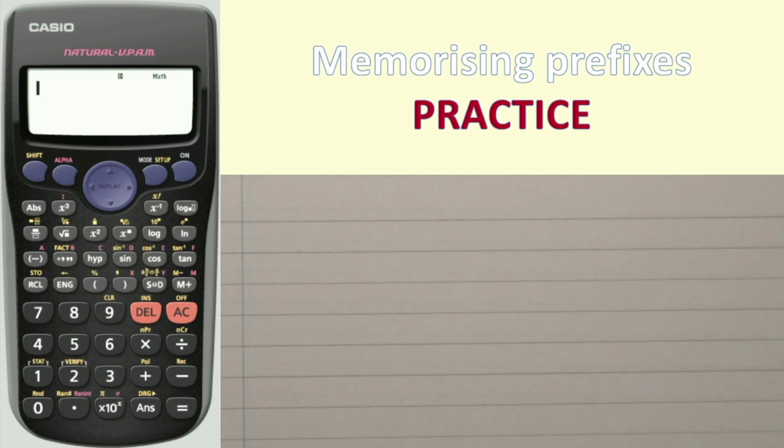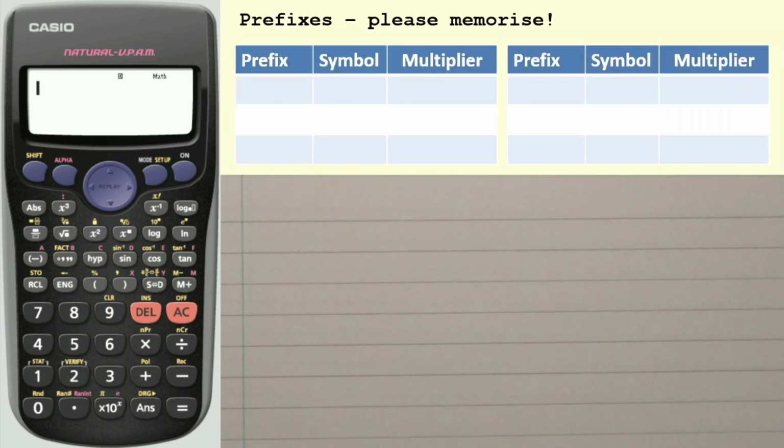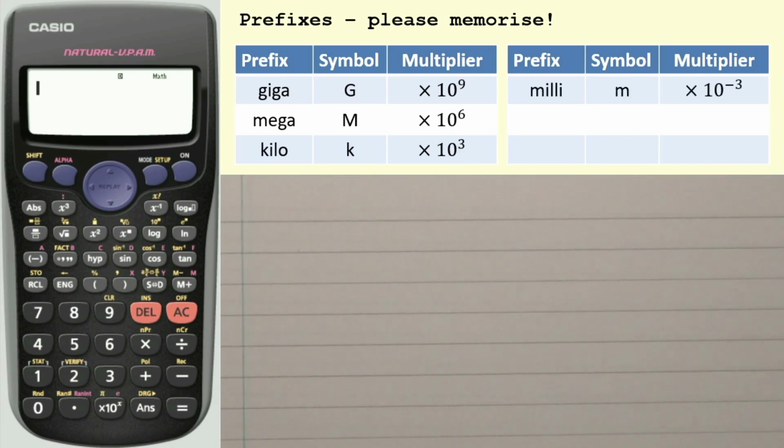Now, before we get going, I'm going to just remind you again of the 6 prefixes that you need to remember, and the large ones first. We've got giga, capital G, times 10 to the power of 9. Then, of course, mega, which is times 10 to the power of 6. Kilo, times 10 to the power of 3. Then the smaller ones, milli, which is times 10 to the negative 3. Micro, which is times 10 to the negative 6. And nano, times 10 to the power of negative 9.